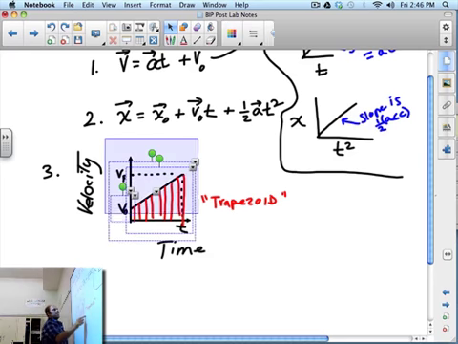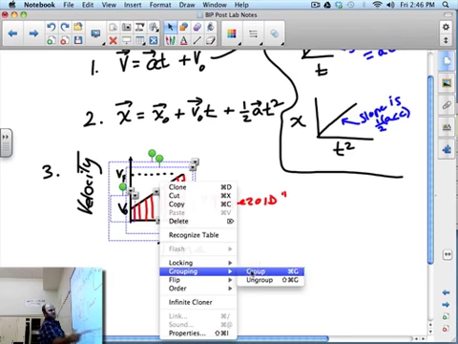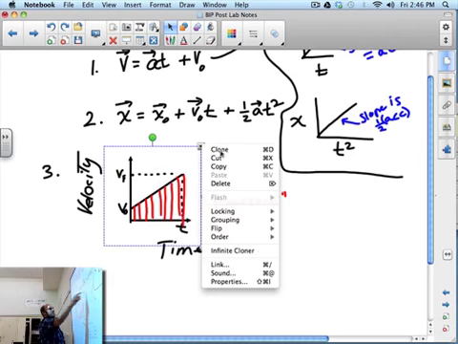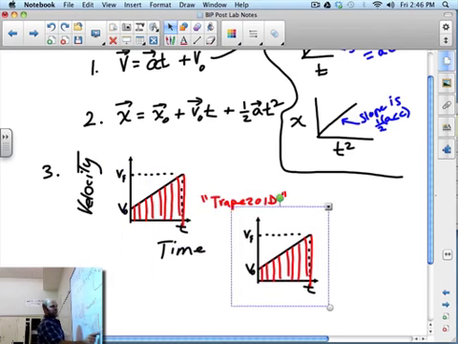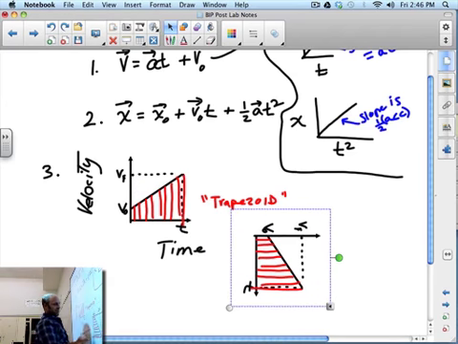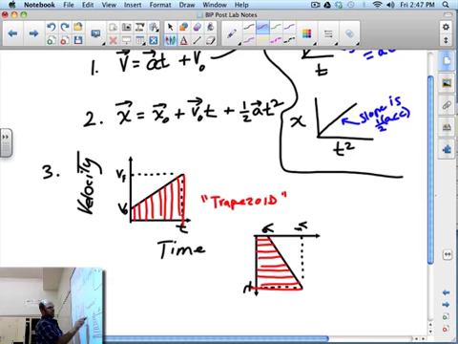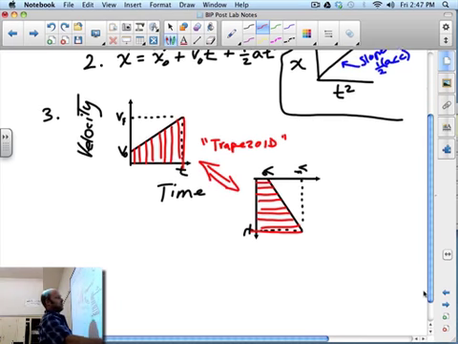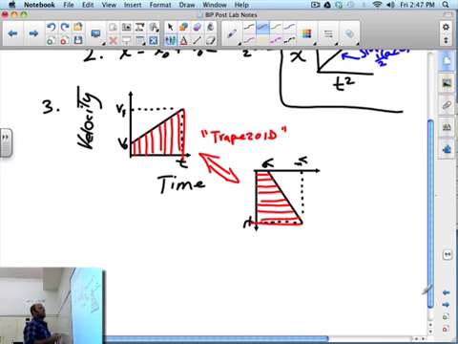So I'm going to group these. I want to show you something really quick. And I'll clone it. And then I'm just going to rotate it sideways, because for a lot of people, that makes it easier to see, okay? These are the same thing, okay? You can go back and forth between the two. So if we find that red area, hopefully you're realizing that that red area is displacement.